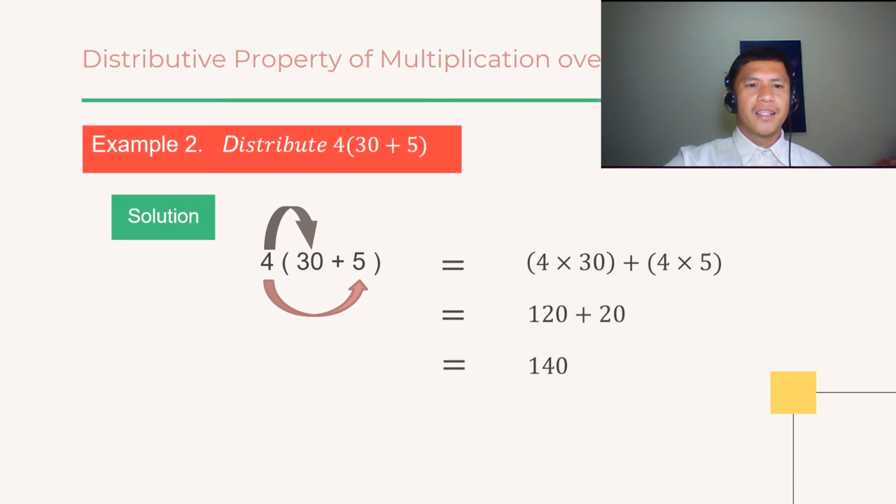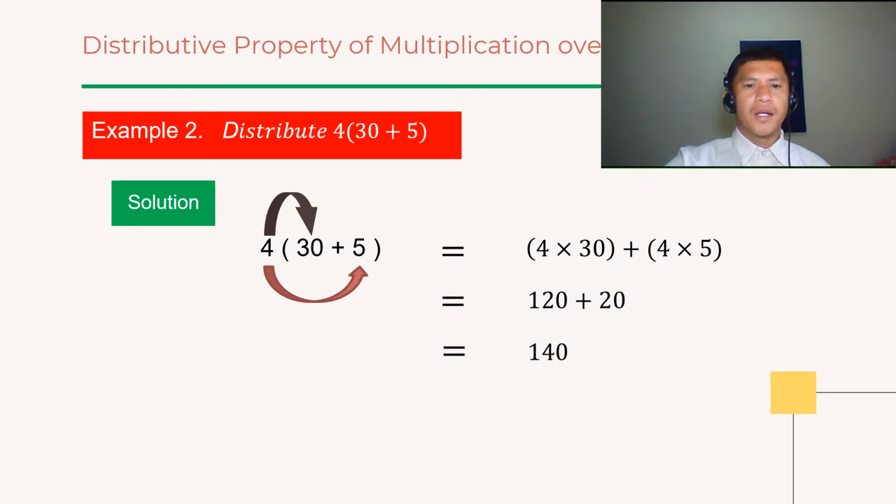Further example is distribute 4 times quantity 30 plus 5. Using distributive property, we just multiply 4 times 30, then plus 4 times 5. The product of 4 and 30 is 120. The product of 4 and 5 is 20. So we add together the numbers, so we come up with our answer 140.